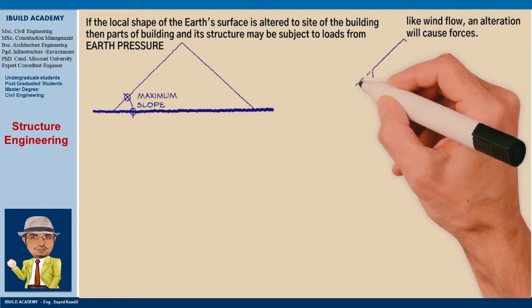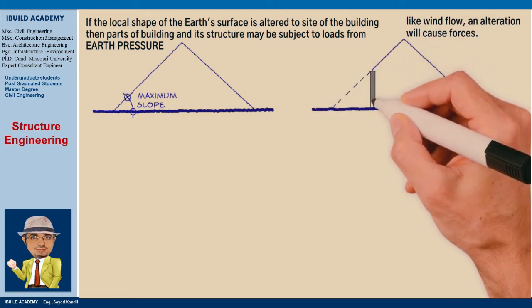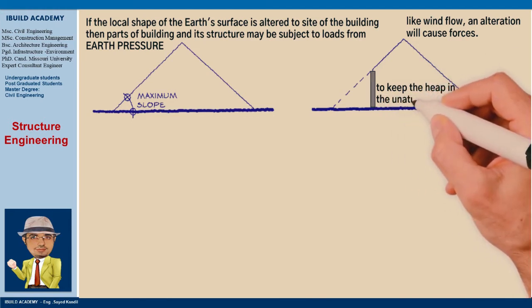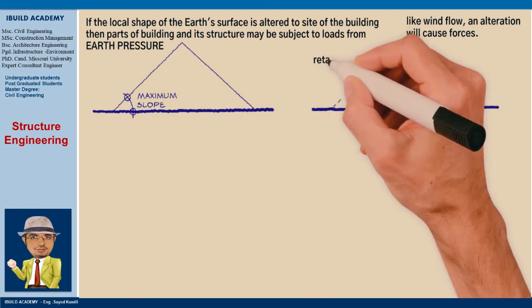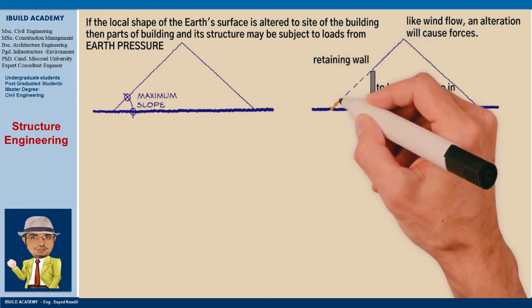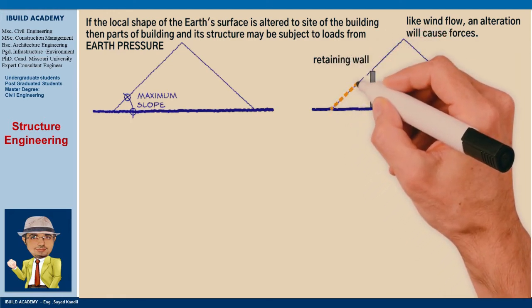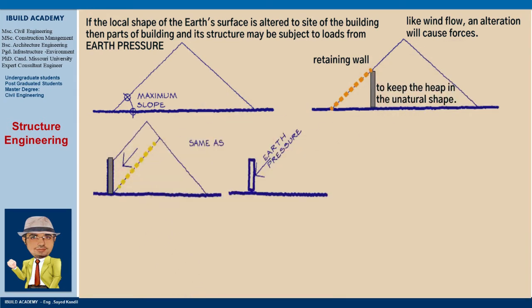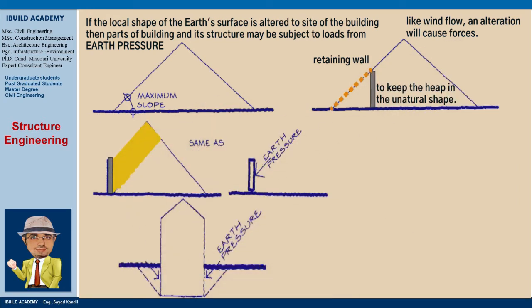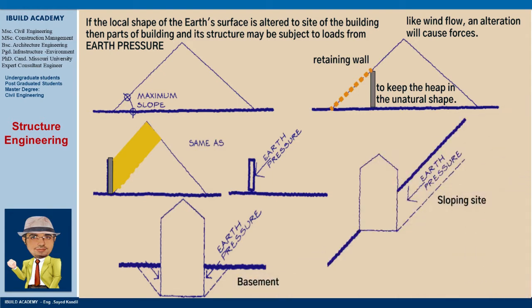If, however, a heap with a vertical side is required, forces are needed to keep the heap in the unnatural shape. This is usually done by building a retaining wall. Because the heap wants to return to a natural shape, the wall must hold back all the sand. This causes loads on the wall. In buildings, this occurs when the building has a basement, or is built into a sloping site. In these cases the structure has to resist natural loads from earth pressure.